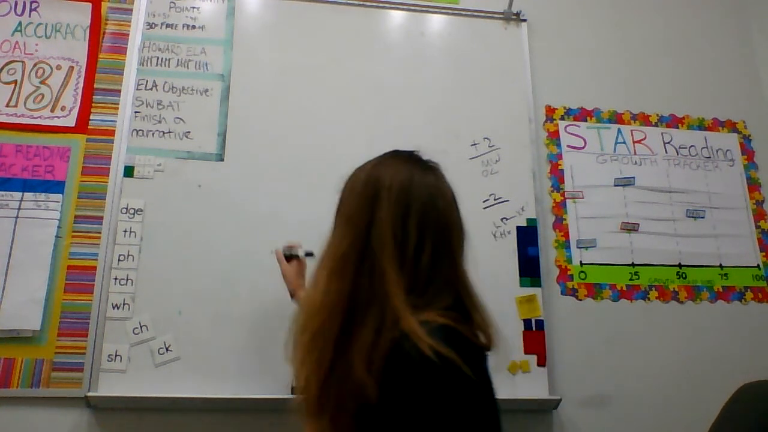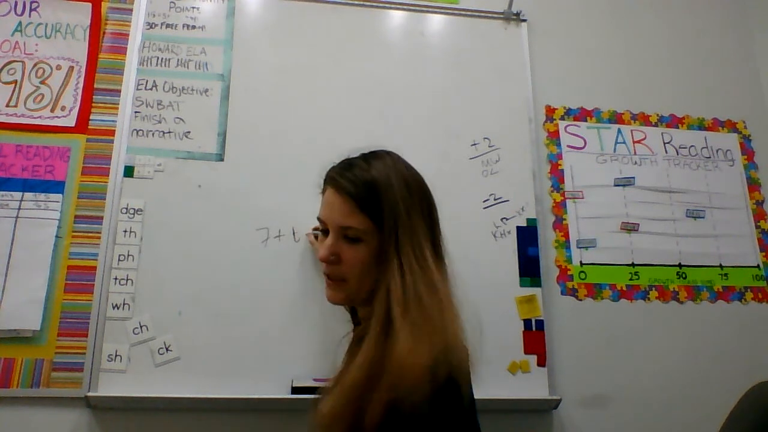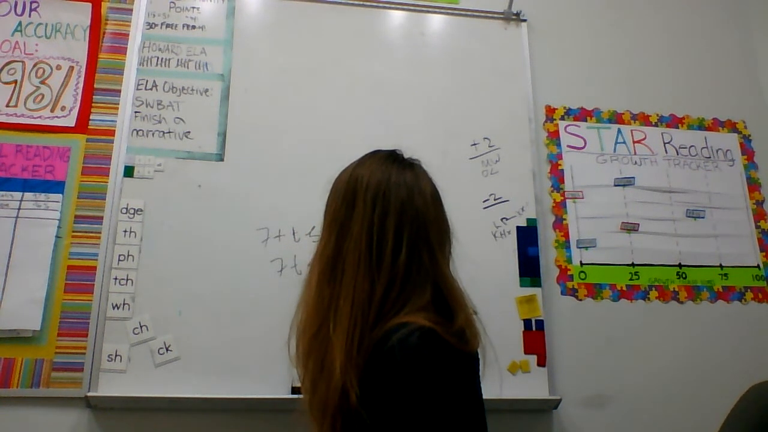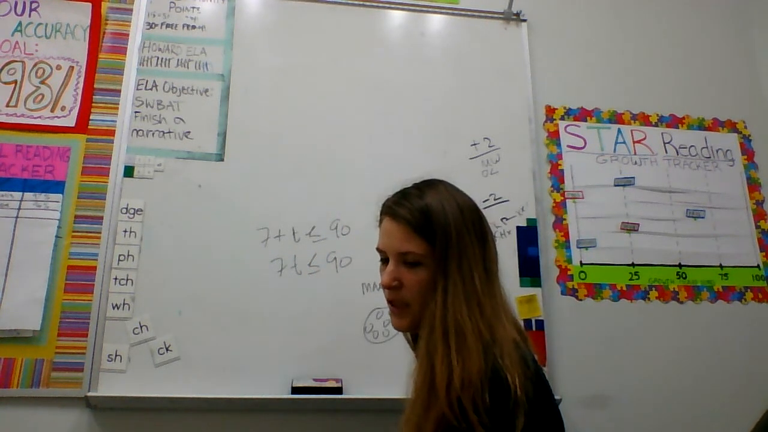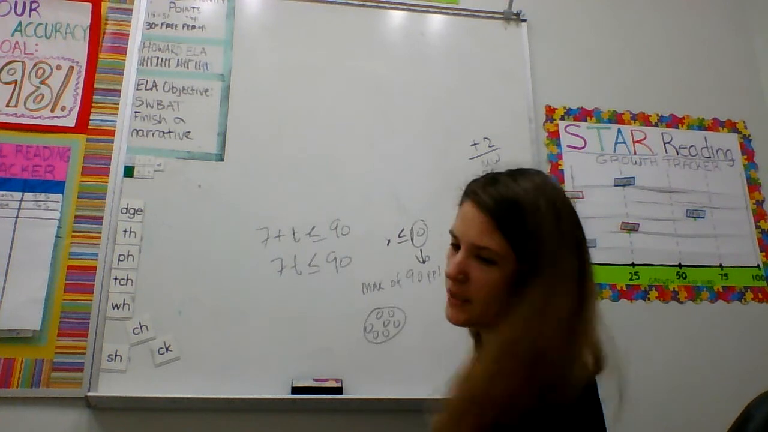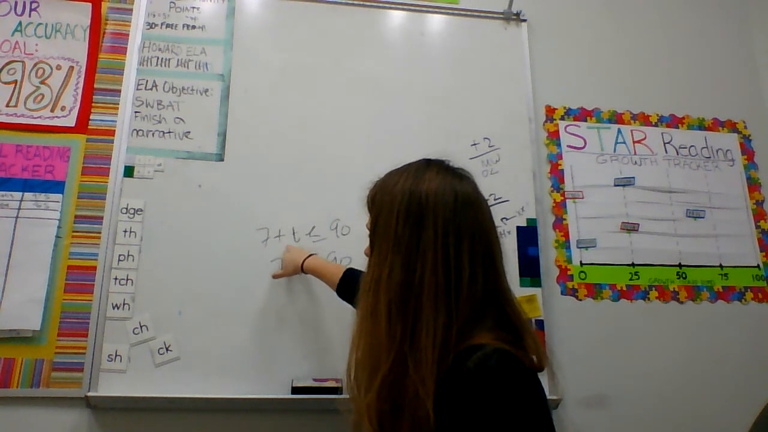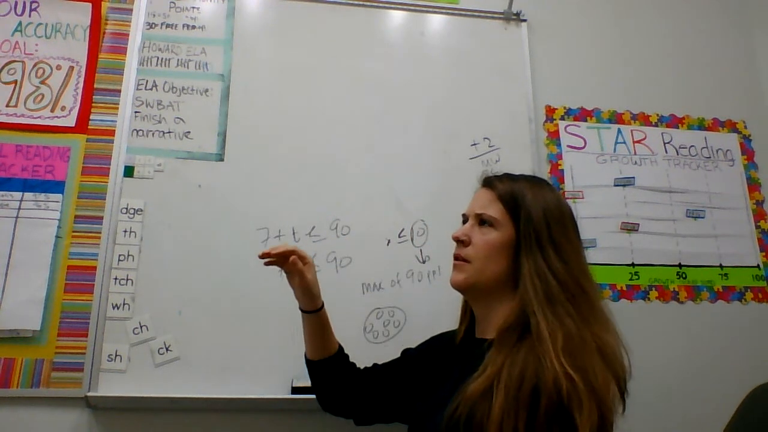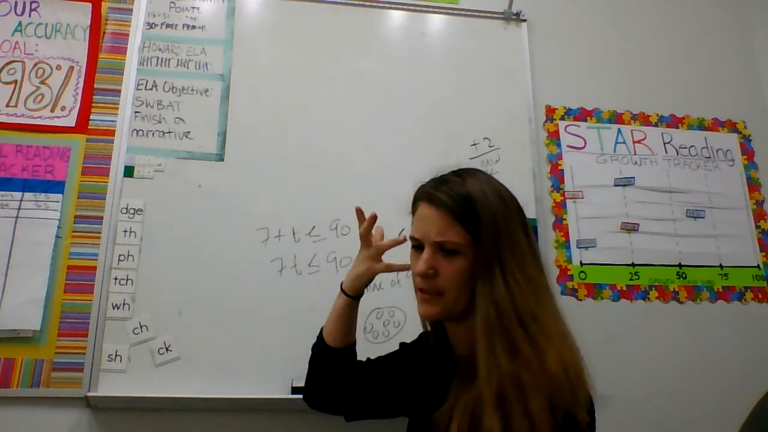Now, I have the difference between 7 plus T is less than or equal to 90, or 7T is less than or equal to 90. So I got to see what's the question asking. 7 plus T would mean 7 represents the number of people. So the number of people plus a table is going to be less than or equal to 90. 7 people plus a table is less than or equal to, that doesn't really make sense.